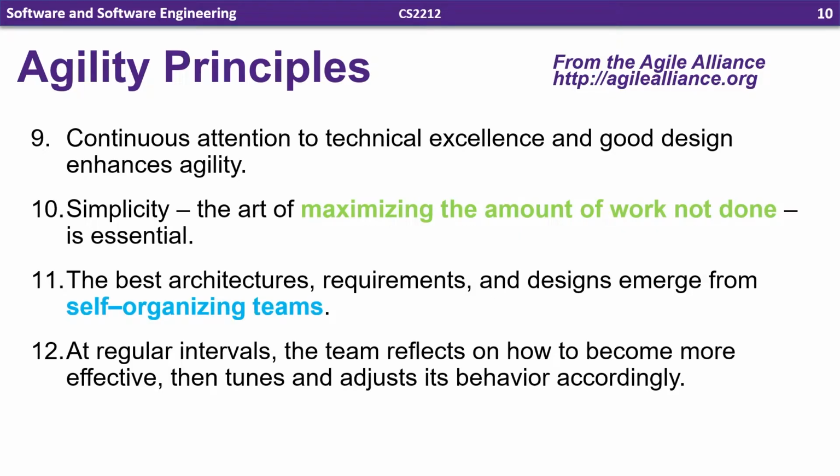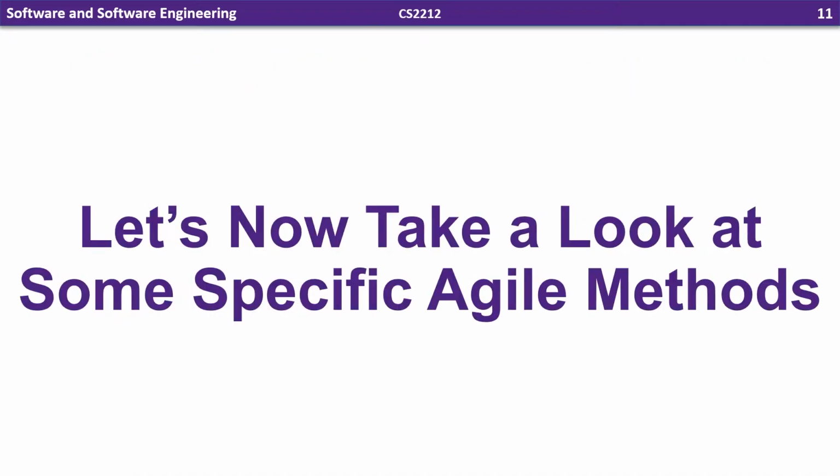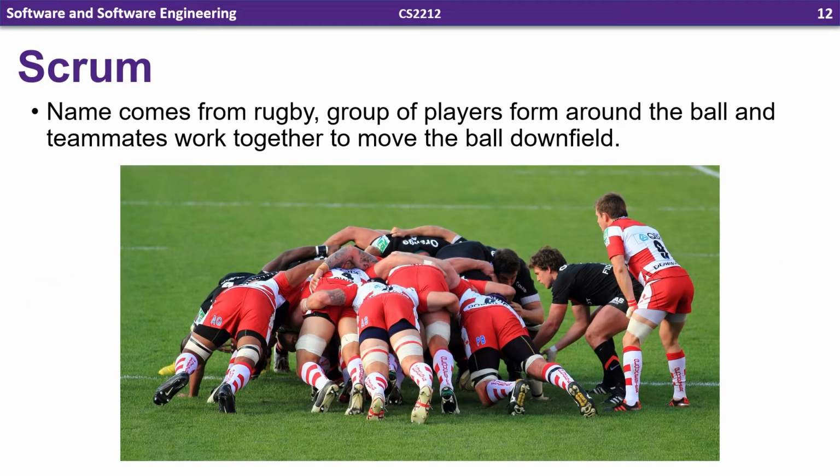Remember, this isn't just like a strict prescription of methods to complete a software project. We have to adapt it to our own team, our own organization, and our own objectives. So we want to always be improving how we're adapting that process. So enough of that, let's now take a look at some specific Agile methods. And the first one is Scrum.